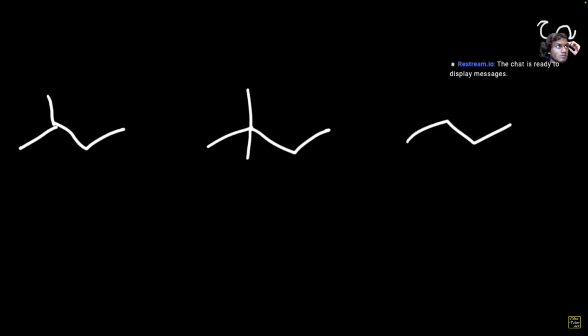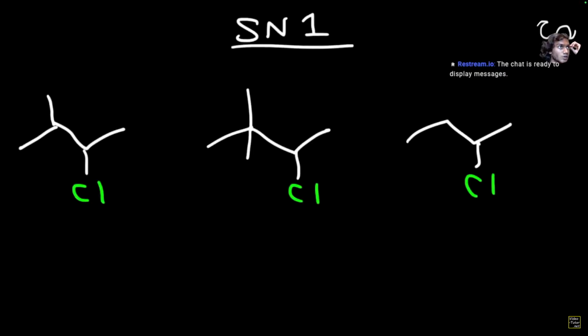Now, here's another question for you. Consider these three substrates. Which one works the best for an SN1 reaction? Feel free to pause the video. The last one. So notice that all of these alkyl halides are secondary alkyl halides. But the one on the right is different. They're all next to a primary alkyl halide.